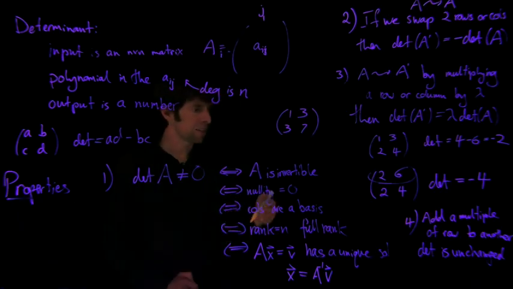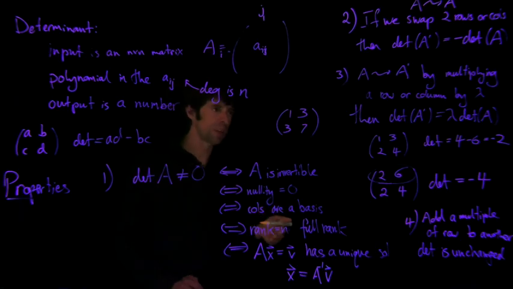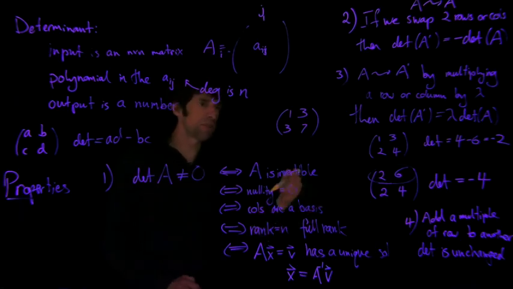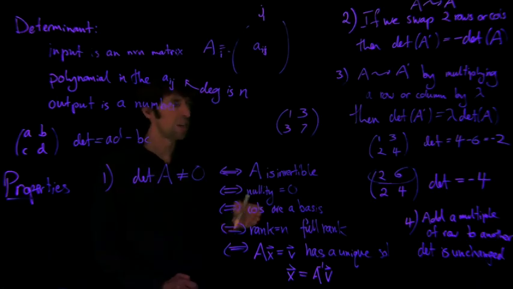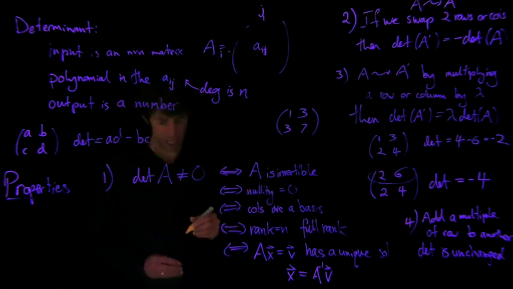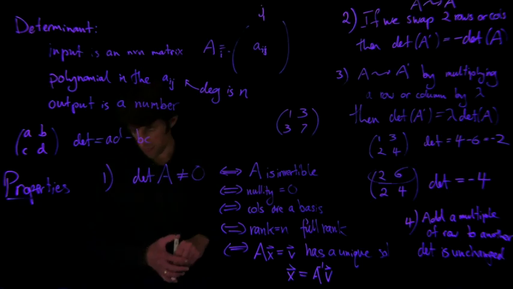So you can use that if you're trying to calculate a determinant by hand or write an algorithm. You can use this to simplify the matrix by doing these row operations or column operations, and get to a matrix where it's easier to calculate the determinant.